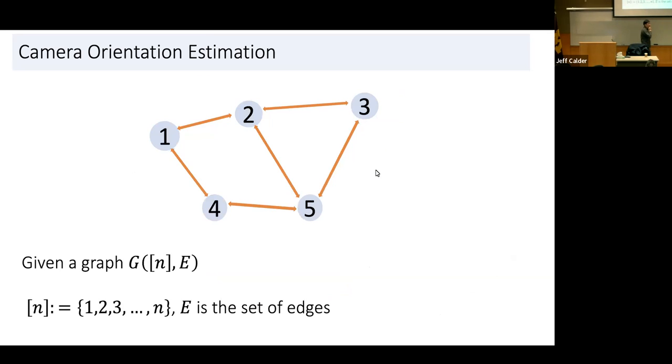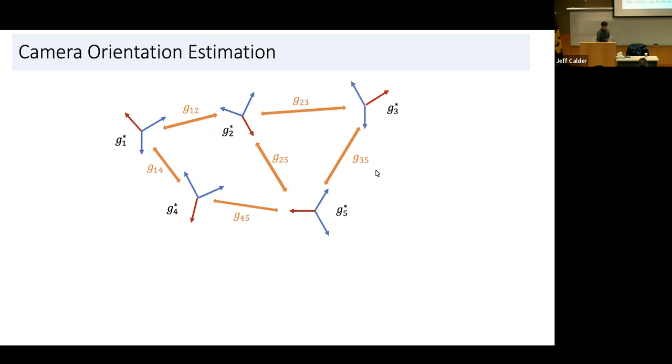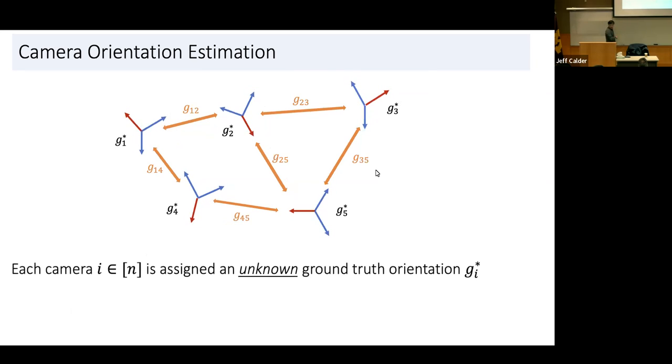So how do you estimate the global, absolute camera orientations from these relative ones? This is a general mathematical problem. Assume you have a graph, where each node is a camera, and for some pairs of cameras you know the relative camera orientations, which are represented as edges in this graph. So N is the set of nodes and E is the set of edges. In this problem, each camera i is assigned an unknown ground truth orientation, g_i star. Here I use star to emphasize it's the ground truth, but you don't know what it is. It's some underlying parameter you want to estimate.